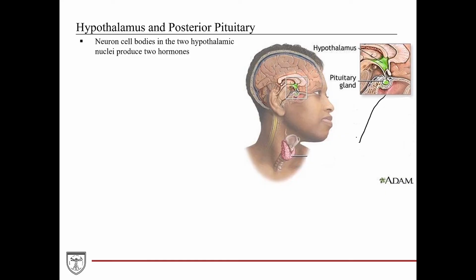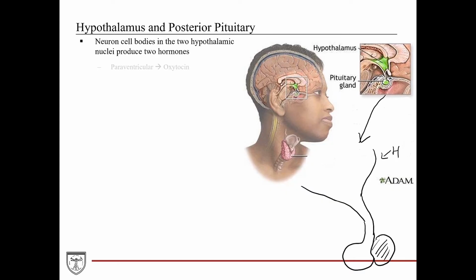So if we were to look at this diagram at a higher magnification, and let's say that this is the hypothalamus, this is the infundibulum, and posterior pituitary down here, then anterior pituitary would be its own kind of entity right here. One of these two nuclei in the hypothalamus is called the paraventricular nucleus. And here, the cell bodies of the neurons are synthesizing the hormone called oxytocin, which has been associated with feelings of love and pair bonding.